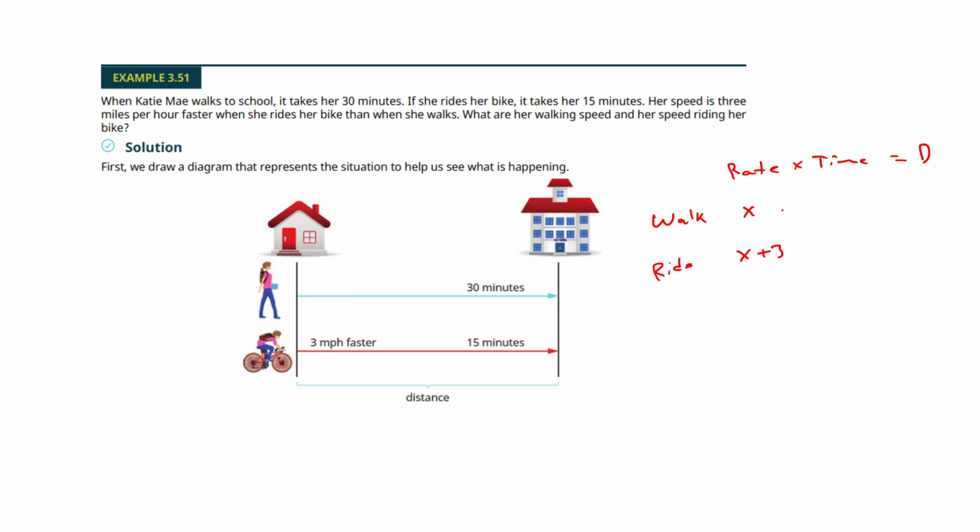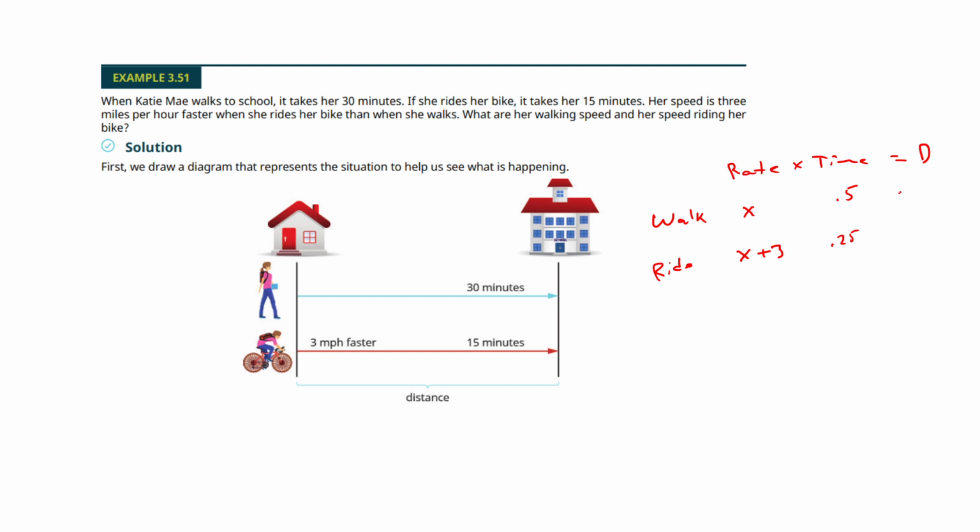Now, here's where the issue comes in with the time. It takes her 30 minutes to walk, but our rates are in miles per hour. So I have to turn 30 minutes into hours. Isn't that a half an hour? 30 minutes is half an hour. And then lastly, her time on her bike is 15 minutes, but we need this to be in hours, not minutes. So that's 0.25 hours.